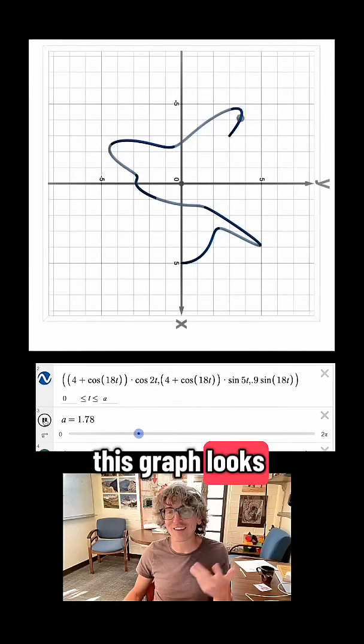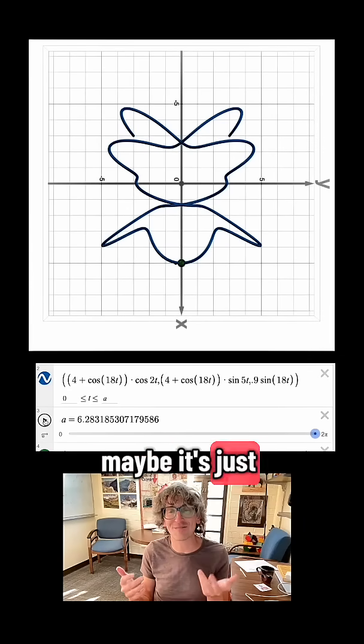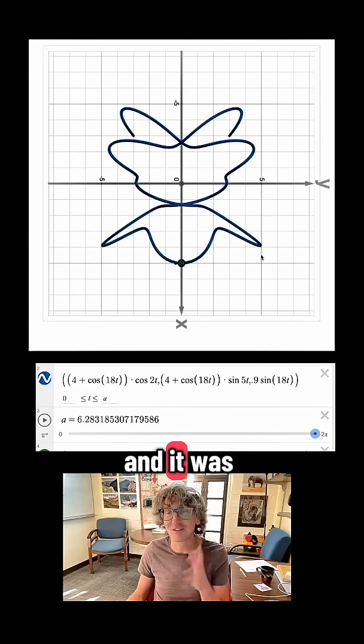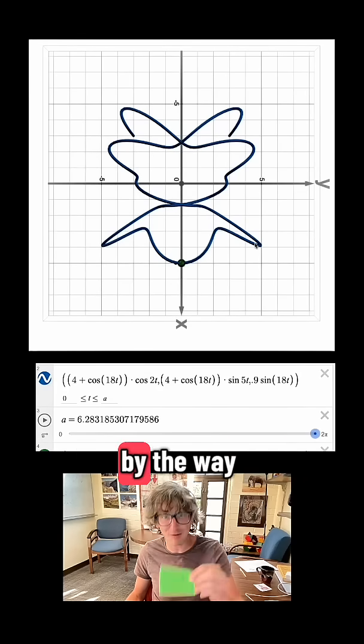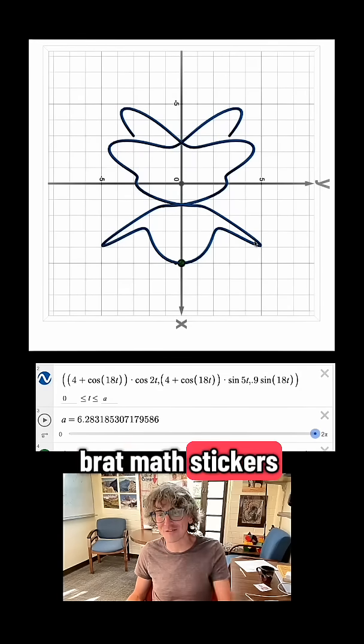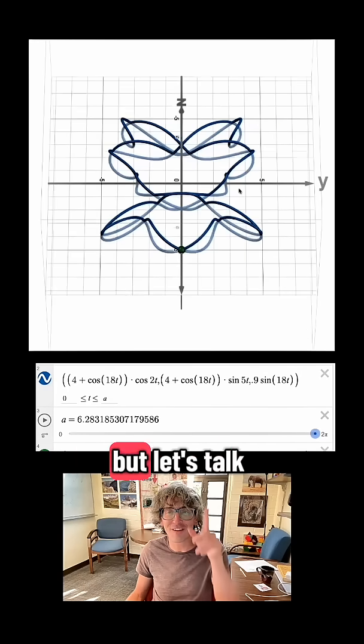Do you think this graph looks like an anime character? Maybe it's just me, but I was playing around with Desmos today and it was so cool. I came to my office, by the way, we have these brat math stickers, which I think are pretty cool. But let's talk about this graph.